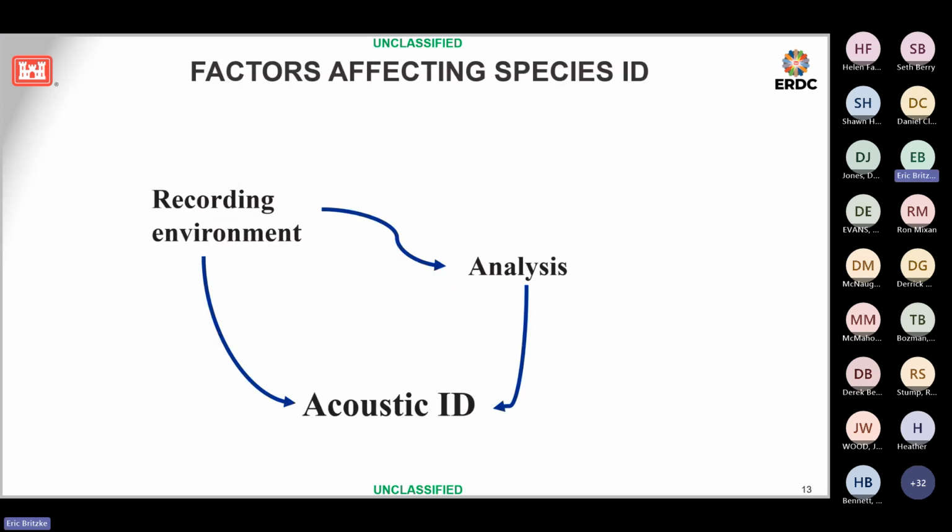And so when we think about factors that may be affecting species ID, we've got the recording environment, and we talked about last week the potential impact of clutter on calls. We've got the impact of the analysis. Are we filtering correctly? Is our call library suitable? Both of those factors not only interact with each other, but also interact directly to form our acoustic ID process. And so we're trying to improve all of that to maximize the accuracy of our acoustic ID.